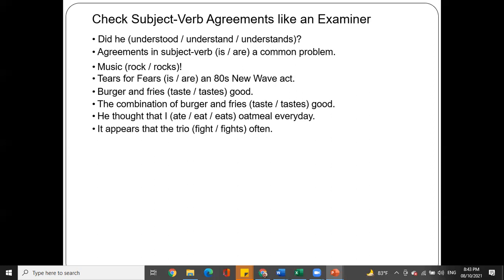It appears that the trio fight often. Trio is a collective noun, guys. So it appears that the trio fights often. Collective noun.